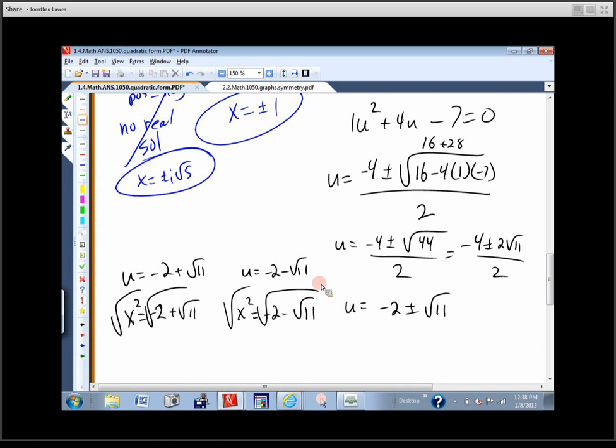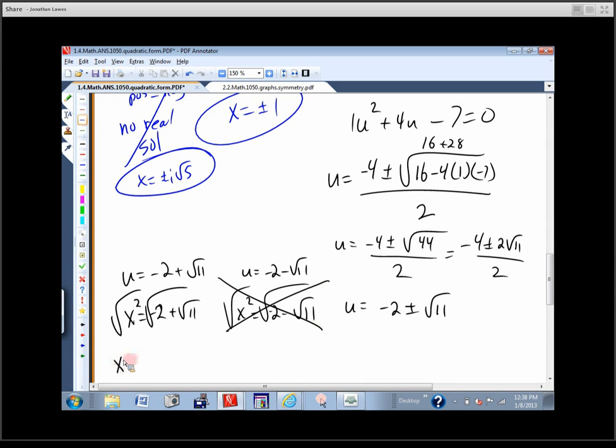Is there anything wrong with this right here, other than it's really ugly looking? It's not very nice, but you can still have that. Yeah? It's a negative. If you take negative 2 and subtract radical 11, it's going to be negative. Can we take the square root of a negative and get a real number? No. So there are no answers that come from here. You don't have to worry about any of those.